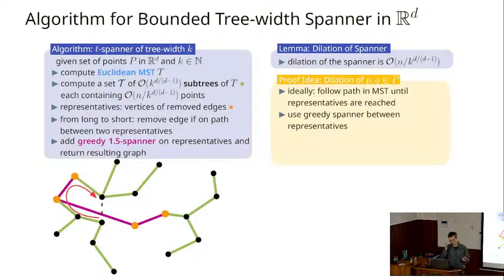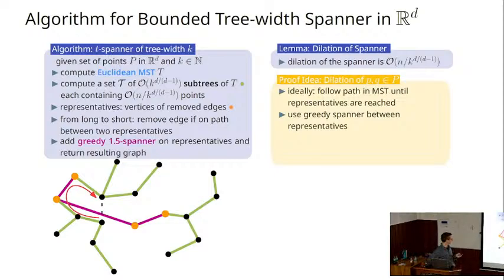Okay, so the dilation is low because if I have 2 points, I essentially follow the path between those points in the spanning tree, and then at some point I might hit a representative, but then I can use the spanner on the representatives to get to this representative and then go to that point.